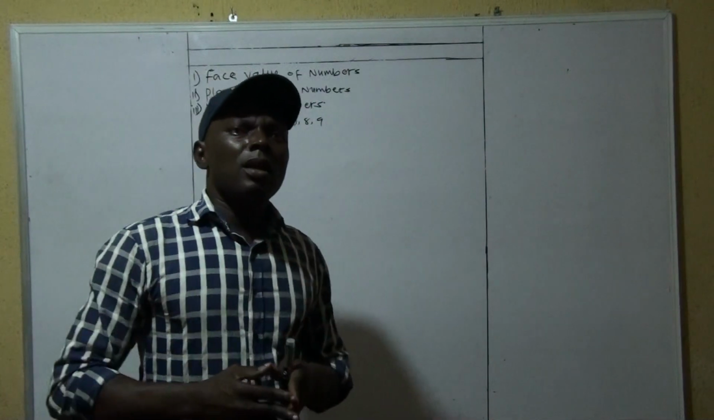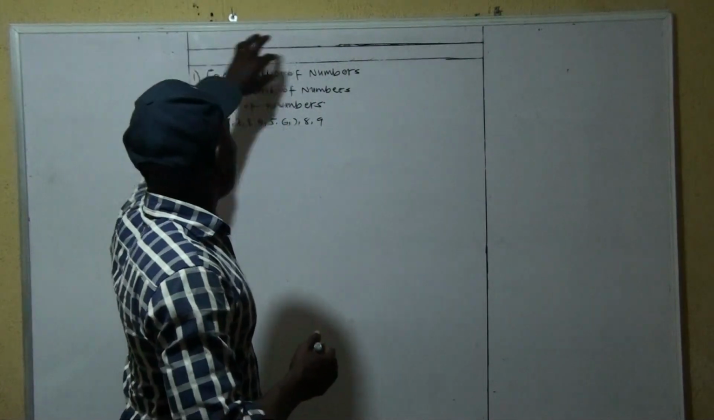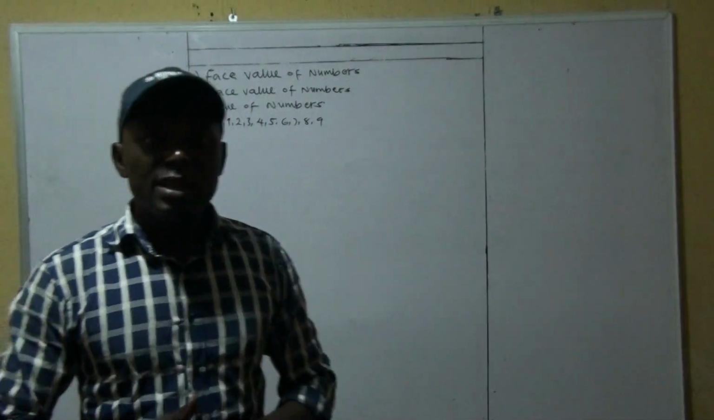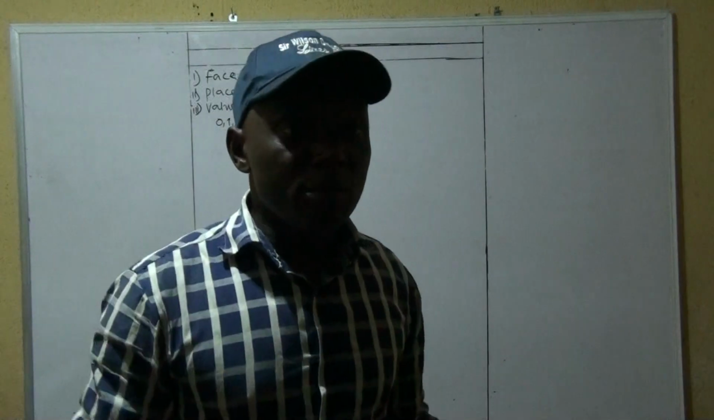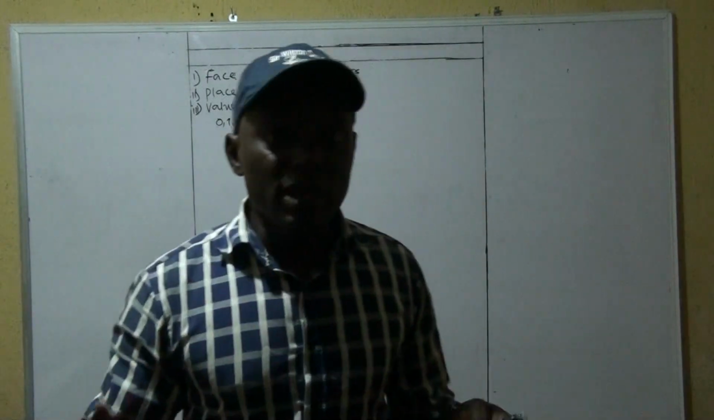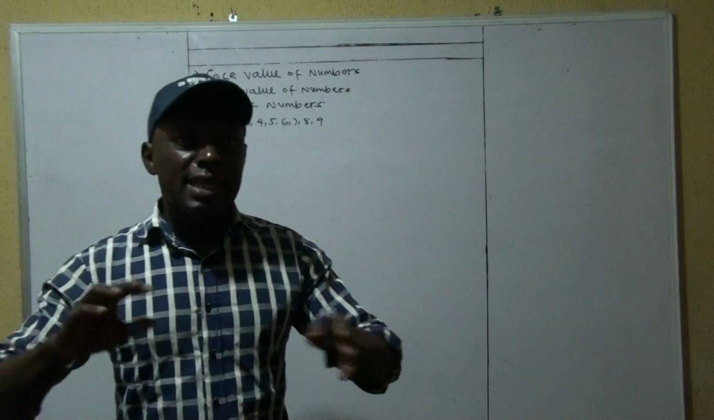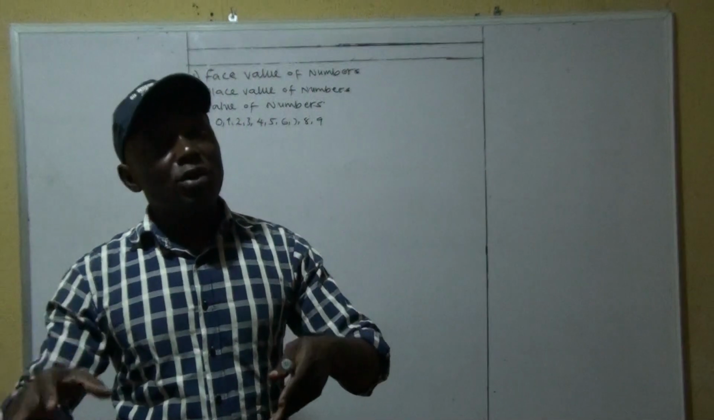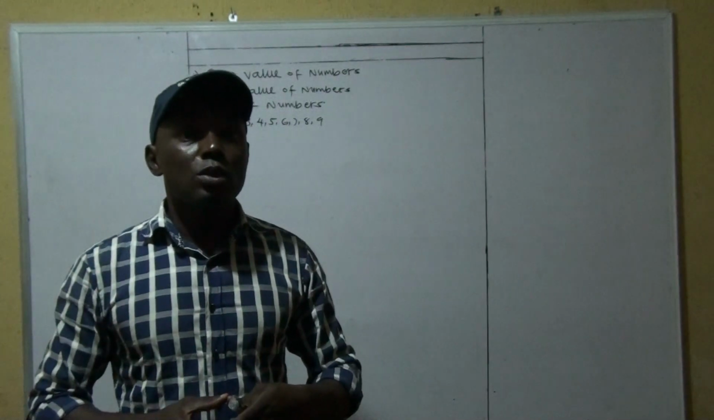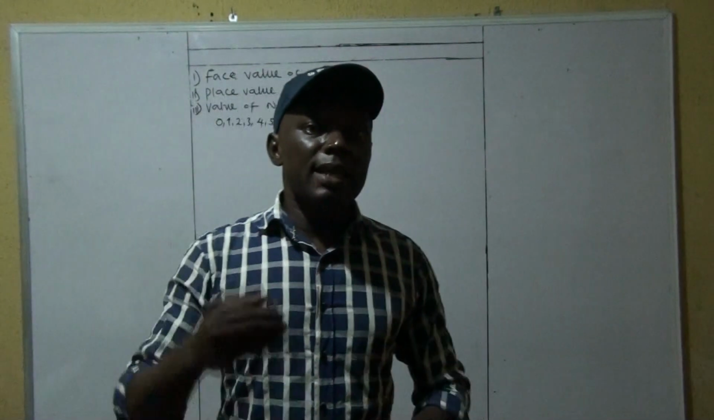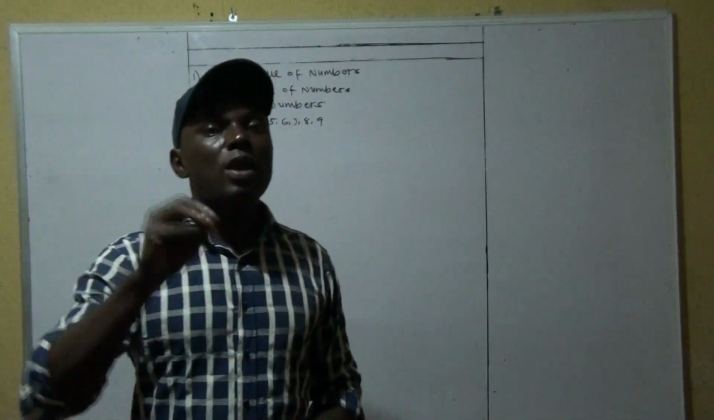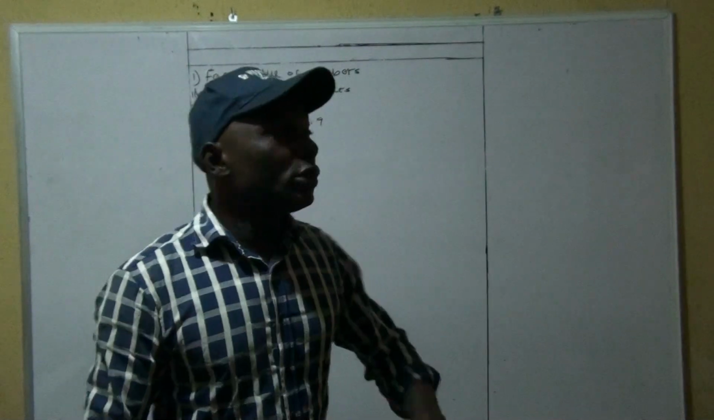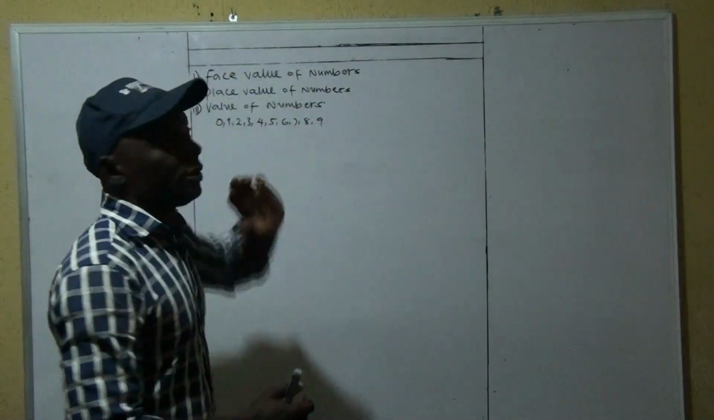Okay. We want to know face value, place value, and values of numbers. This aspect, many textbooks handle it wrongly. They interchangeably write place value for value and value for place value. So I want to clarify the fact that there is a difference between the place value of a number and the value of a number. So let's adopt the approach of face value.